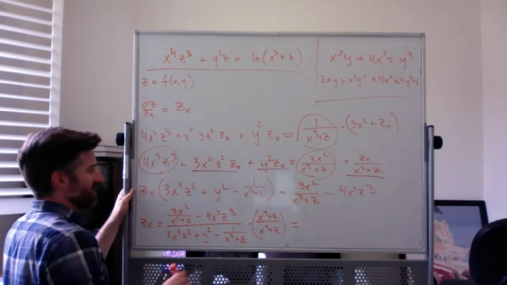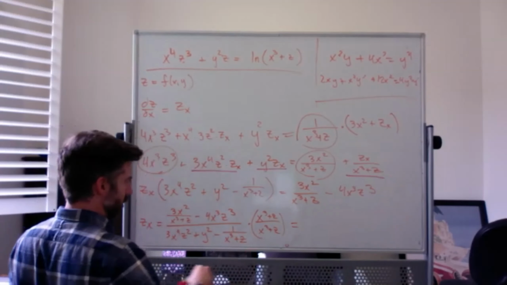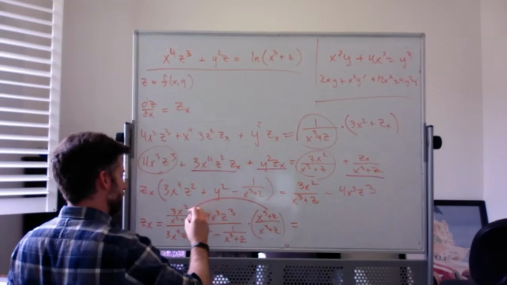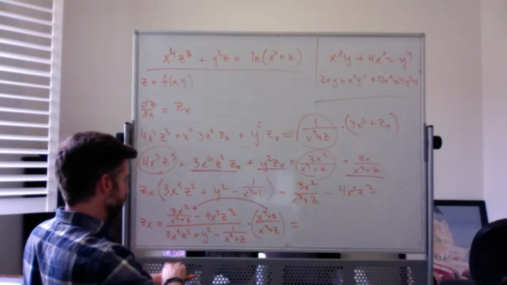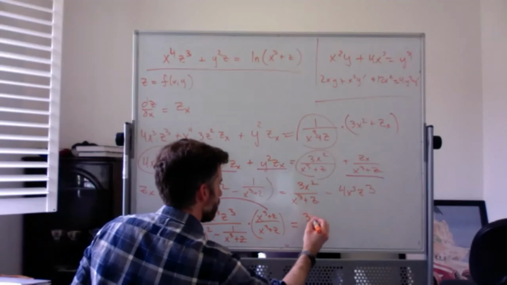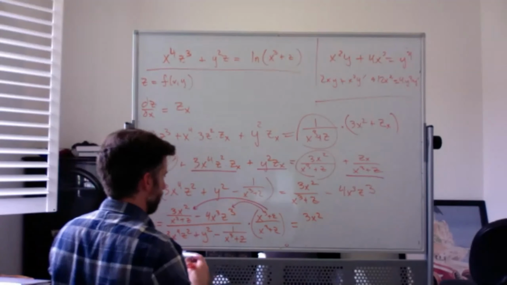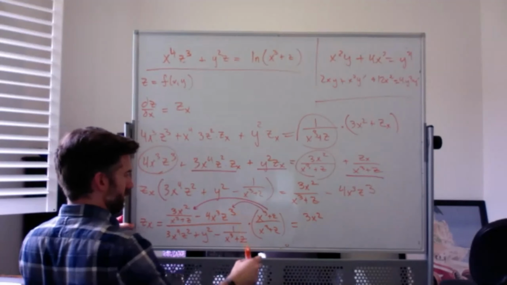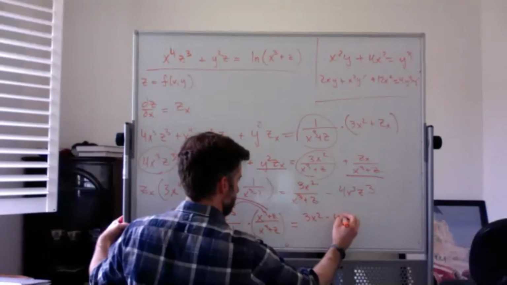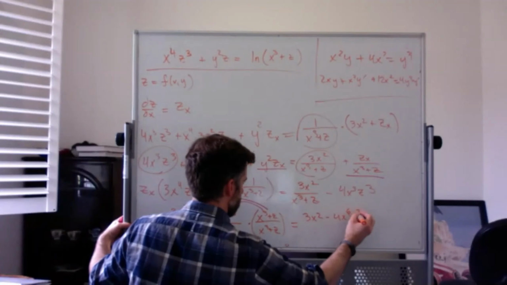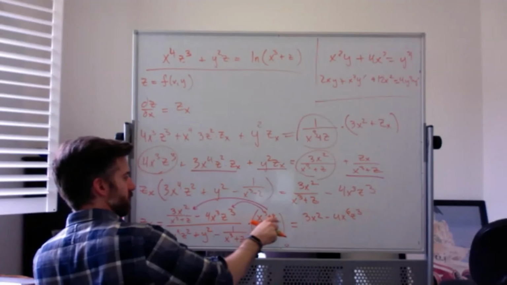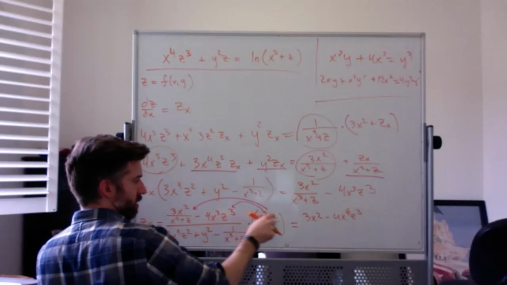So multiplying this out, it's not quite as bad as it looks. When you do this times this, you're just going to get 3x squared. When you do this times this, okay, you're going to get minus 4x cubed z cubed times x cubed, so minus 4x to the 6th z cubed. And then this times this will be a minus 4x cubed times z to the 4th.